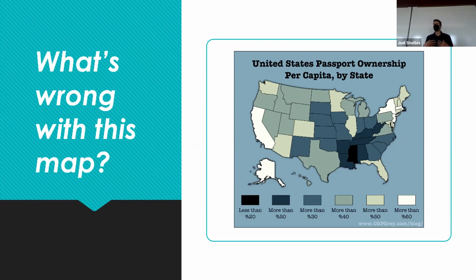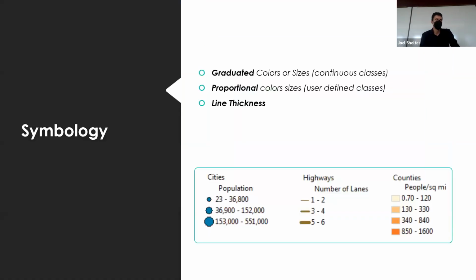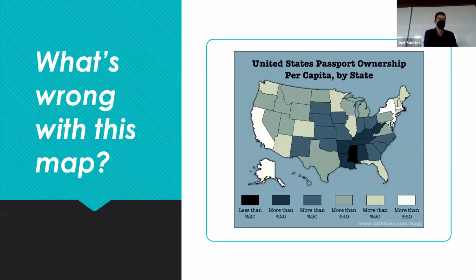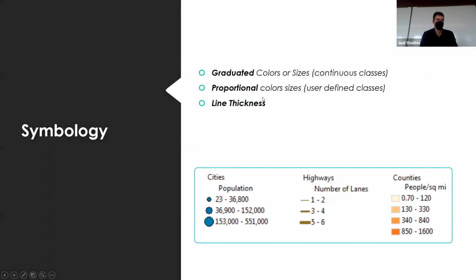So there are rules of thumb, best practices for communicating data. And there are a lot of ways we can communicate data looking at symbology. We can have graduated colors. So these are graduated colors, right? They're not necessarily the same shade or same color, but they go from light to dark. We can have proportional sizes. So here's an example of proportional. We could have dots representing city centers, and then the population is represented by the size of the dot. Same with thickness of lines.